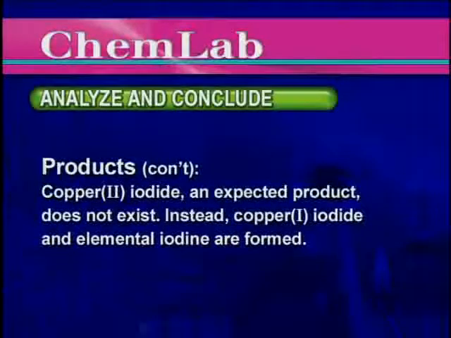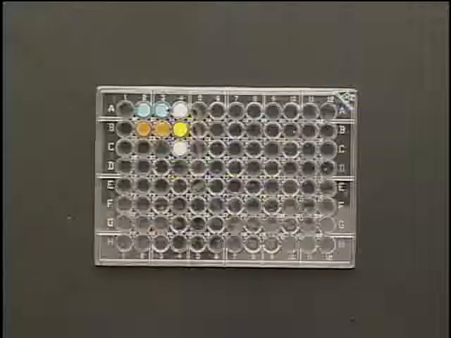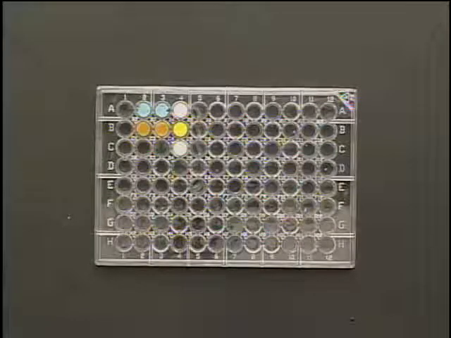Copper 2 iodide, an expected product, does not exist. Instead, copper 1 iodide and elemental iodine are formed. 3. A is copper 2 nitrate, B is copper 2 sulfate, C is barium nitrate, D is sodium iodide, E is lead 2 nitrate, F is sodium carbonate.